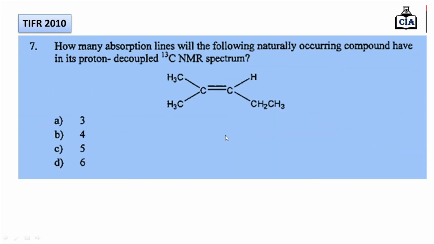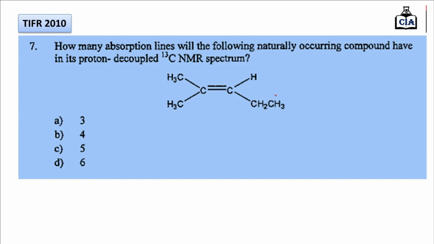So next question is from TIFR 2010. In this question we have to find out the total number of signals in the proton decoupled carbon 13 NMR spectrum. So we have to ignore the 1H NMR signals. We have to just calculate the total number of non-equivalent carbon atoms, which will give the total number of signals in a proton decoupled carbon 13 NMR spectrum.